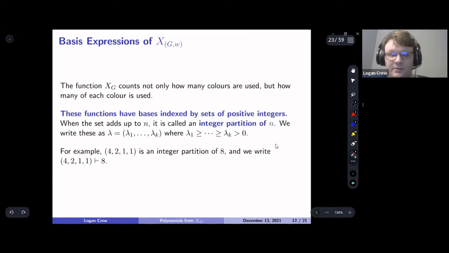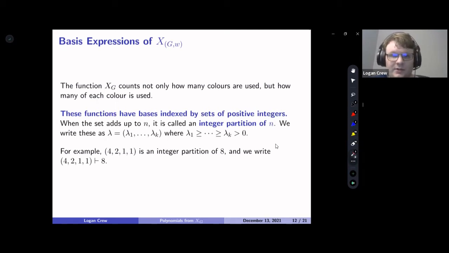The same is going to be true with the chromatic symmetric function, except that we need to figure out what the basis is here. For it counts not only how many colors are used, but how many of each color is used. So these bases will be indexed by sets of positive integers. And when a set adds up to n, it is called an integer partition of n. I should be more specific here. It's a multi-set of positive integers in general.